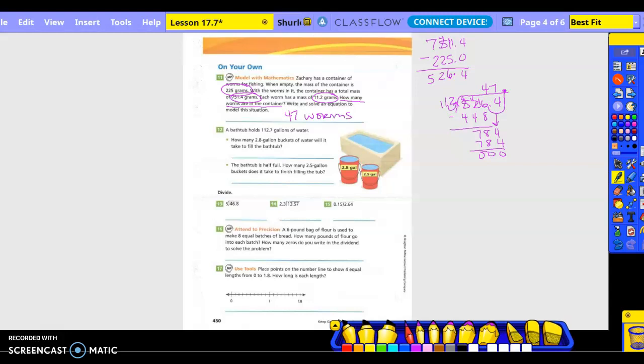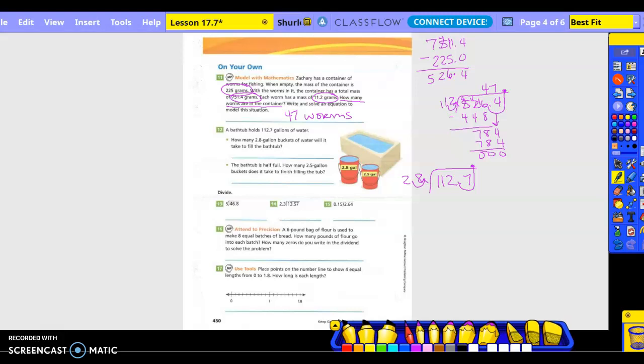Number 12, a bathtub holds 112 and 7/10 gallons of water. How many 2 and 8/10 gallon buckets of water will it take to fill the bathtub? So what do we need to do first, guys? So 112.7, where does that go? In the house, right? And then that's our dividend. What's our divisor? Okay, what do I do first? Move the decimal over one place, so we multiply times 10, right?